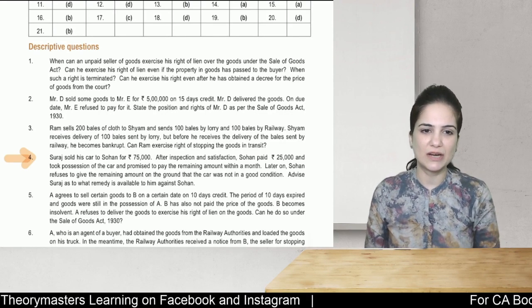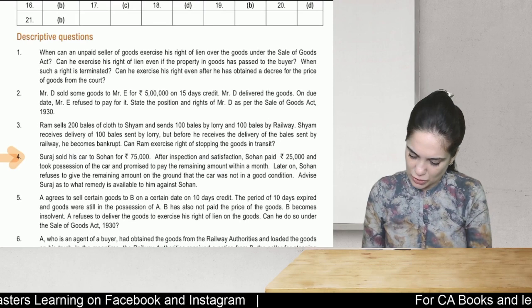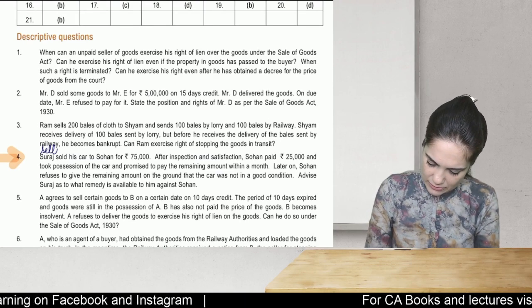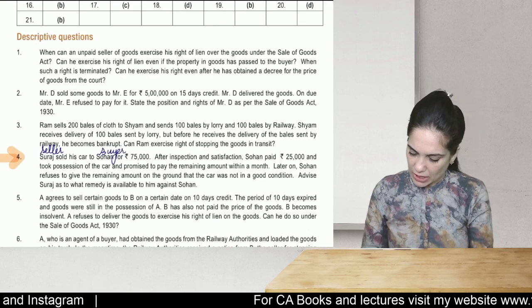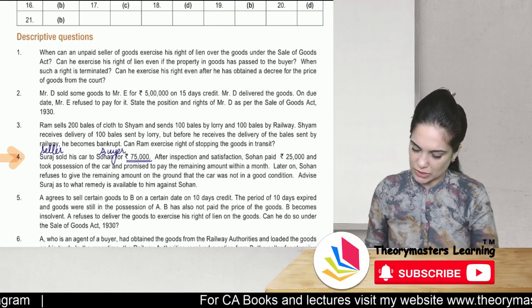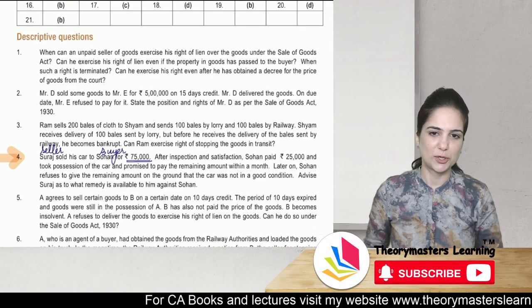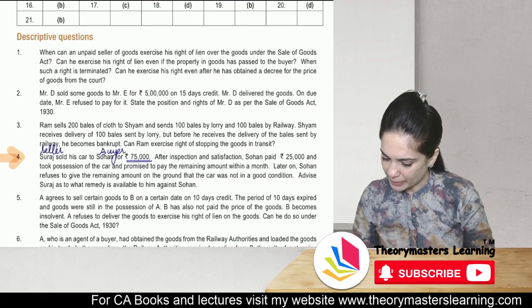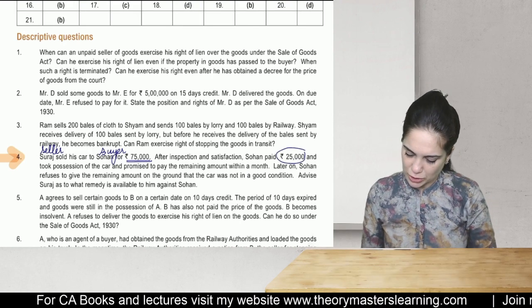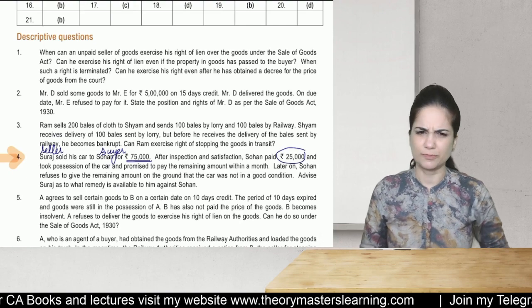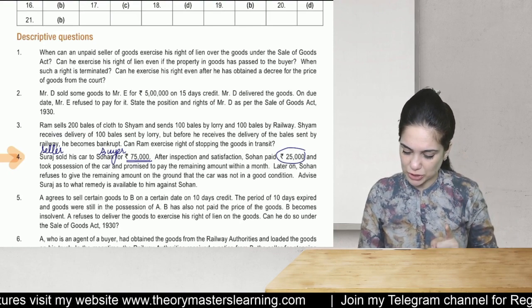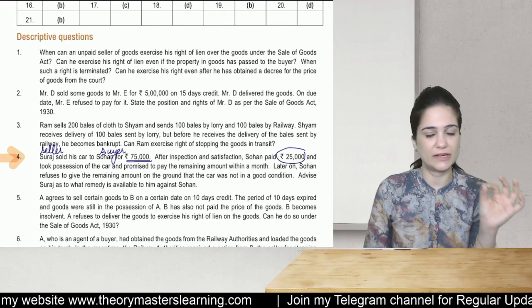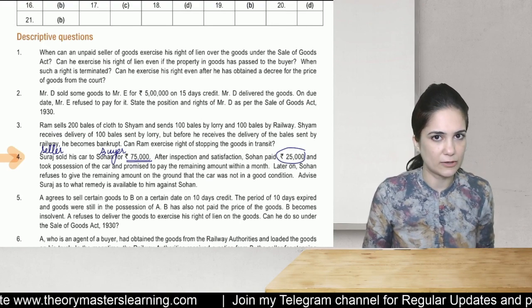Suraj sold his car to Sohan for 75,000. Suraj is the seller and Sohan is the buyer. He sold it for 75,000. After inspection and satisfaction, Sohan paid 25,000 and took possession of the car, promising to pay the remaining amount within 1 month. Now, students, while reading this question, it's a question relating to unpaid seller.